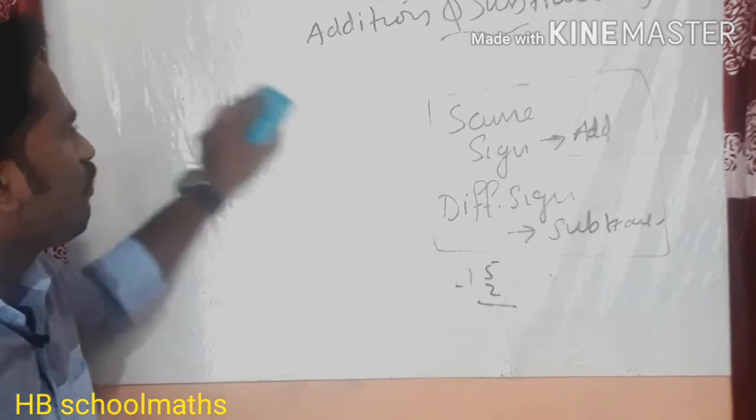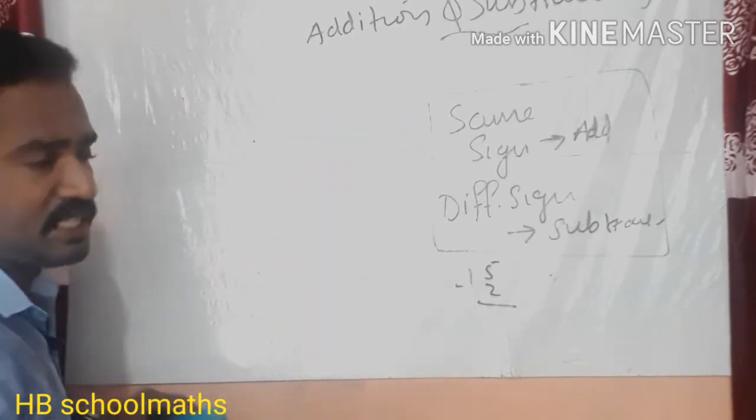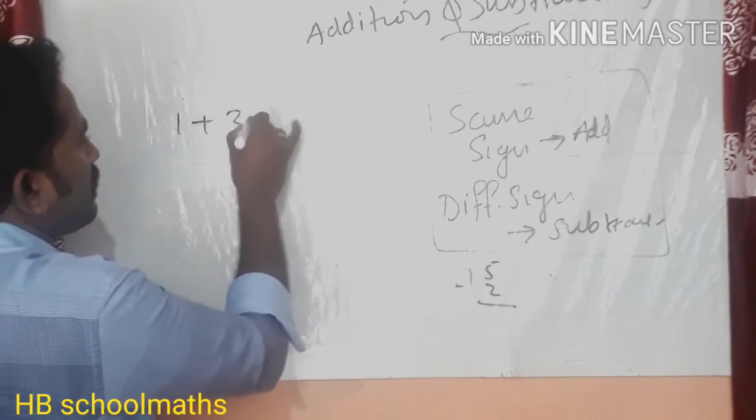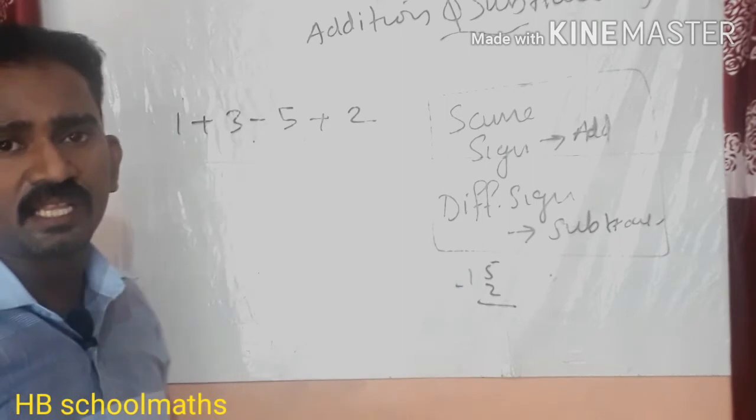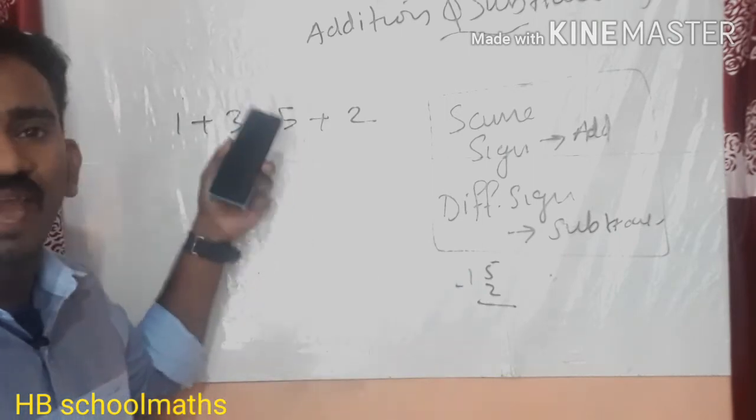So when a group of positive and negative numbers comes, what will you do? Let us check that one. Suppose 1 plus 3 minus 5 plus 2. See, a group of positive and negative numbers are there for calculation. Find or solve or evaluate this question.